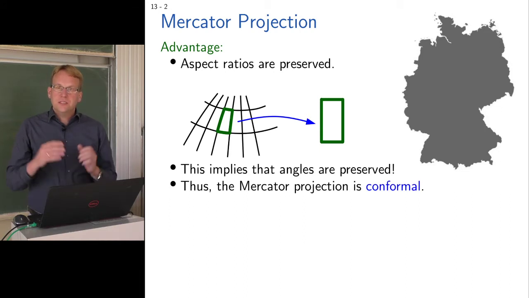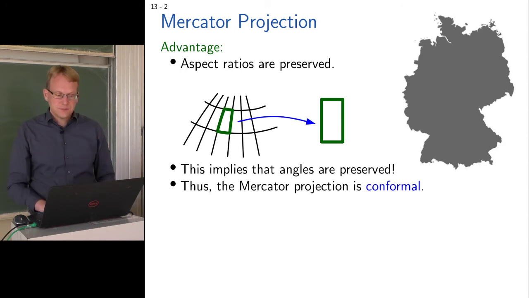This not only implies preservation of aspect ratios, but also preservation of angles. If you look at this angle again here in this surface element, which was displayed in the other visualization, there it would still be the same angle. So that is also called conformal. A map projection preserving the angles or preserving the aspect ratios, that's actually two sides of the same medal. If you preserve aspect ratios, you also preserve angles. Then this map projection is called conformal.